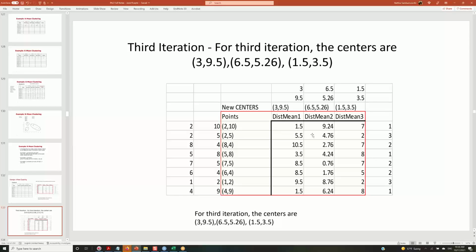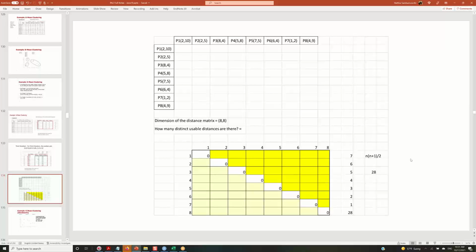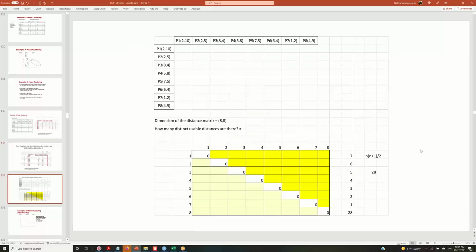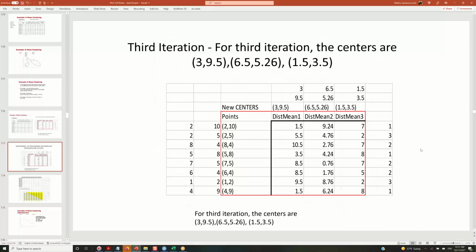Now I do the same calculation, distance, and see the closest. So 2, 10 is closest to 1 again. This time I'm getting one more 1. One more 2 is changed because 3.5 is closest to 5.8, so 5.8 belongs to cluster 1. Are you with me? Yes. After this, it will not change. Once it is not changing, you stop. That is your stop rule.